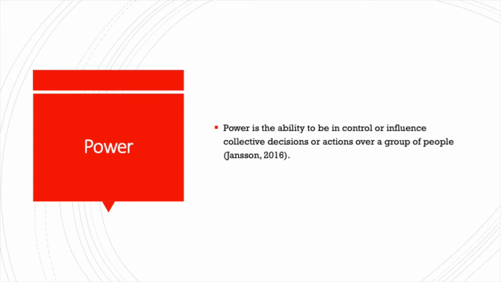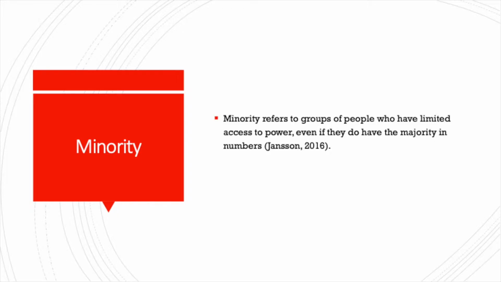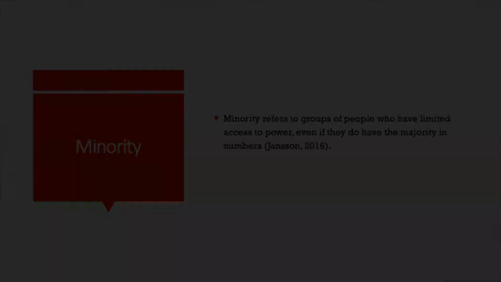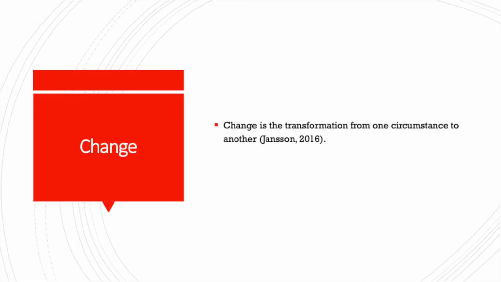Power is the ability to be in control or influence collective decisions or actions over a group of people. And minority refers to groups of people who have limited access to power, even if they do have the majority in numbers. So this typically is the people who are more oppressed members in society. And change is the transformation from one circumstance to another.